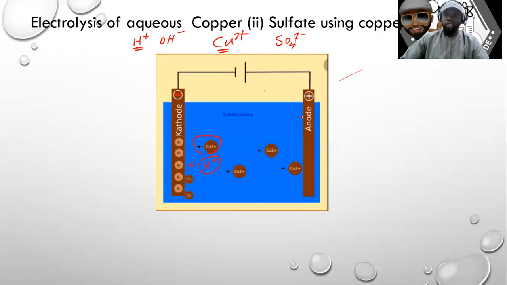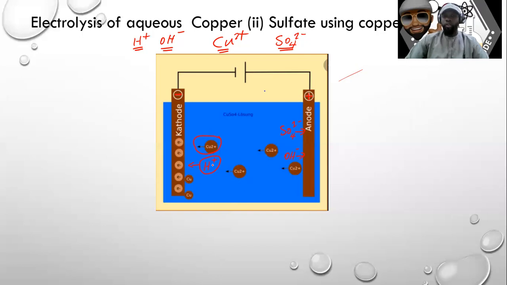The ions that are attracted to our anode, our positive electrode, are the oppositely charged ions, and those are the OH- ion and the sulfate ion, SO4 2-. I'll write them in, SO4 2- and the OH- ions. So both of those ions are attracted to our positively charged electrode, our anode.